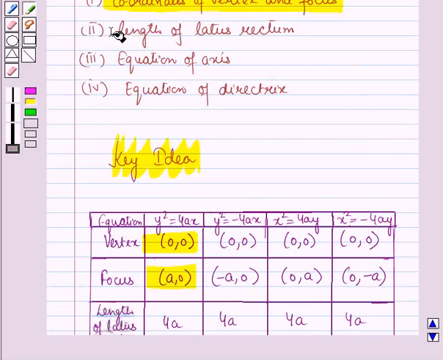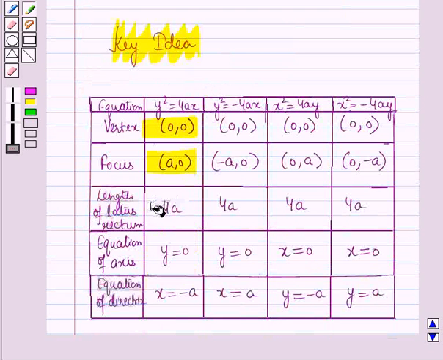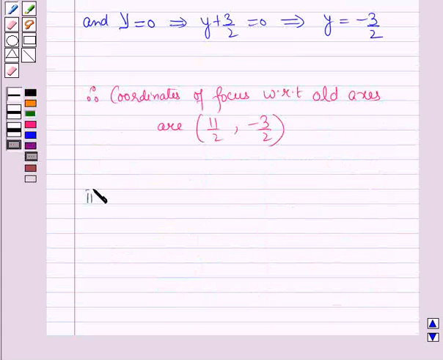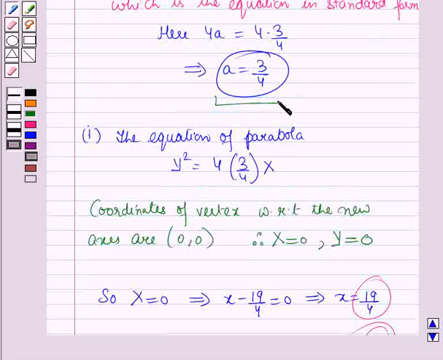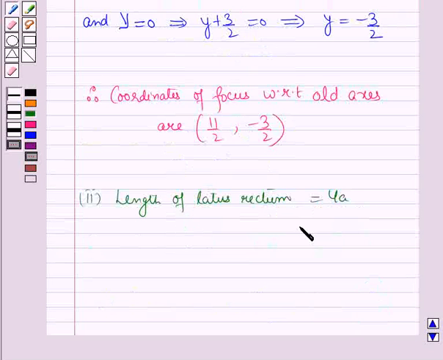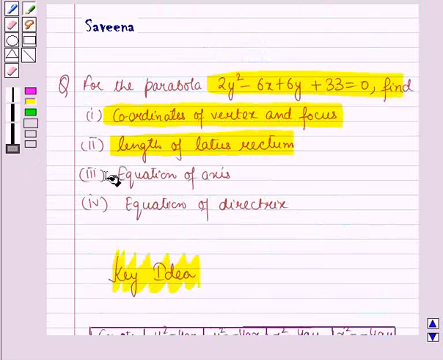Now in the second part we have to find the length of latus rectum. Now using this result, which is given in the key idea, length of the latus rectum will be equal to 4a. Here a is equal to 3 by 4. So this will be 4 into 3 by 4, which is equal to 3.